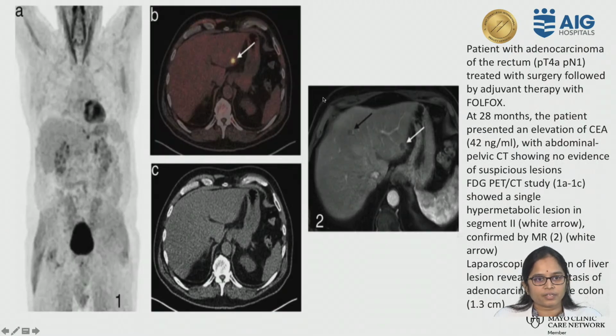This is a 61-year-old male who had a locally advanced adenocarcinoma rectum, who was treated with surgery and adjuvant therapy, with a rising trend of CEA levels. After 28 months, this patient was referred for CT. CT was inconclusive, so this patient was referred for PET CT. There was a focal FDG avid lesion in segment 2, which was confirmed by MRI.